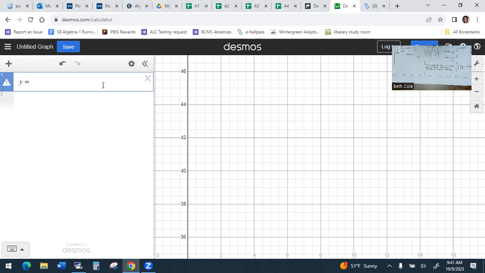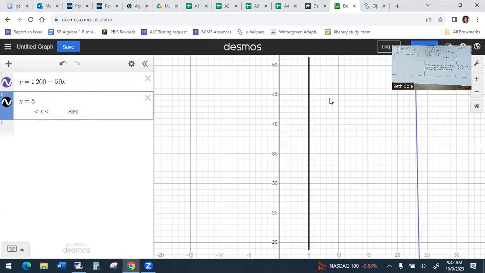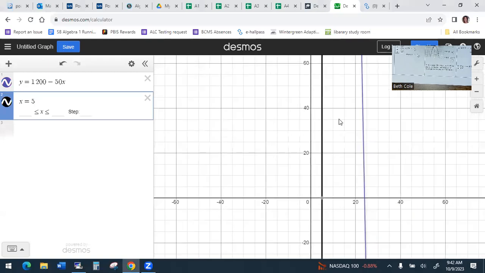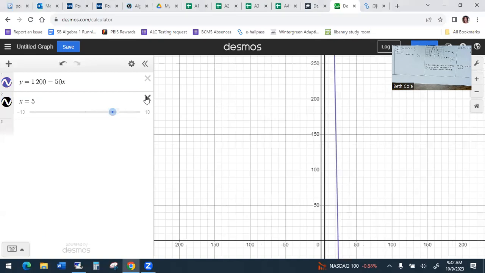Y equals 1200 minus 50x. And then I'm going to come down here and type what? But I have to put something in front of the 5. X equals 5. Perfect. How much money is it? Oh, I guess I have to find it. Oh, you know what? That one might be hard to find because it's such big numbers. If x doesn't work, what do we type instead? If it won't work for x, what letter of the alphabet can we put?